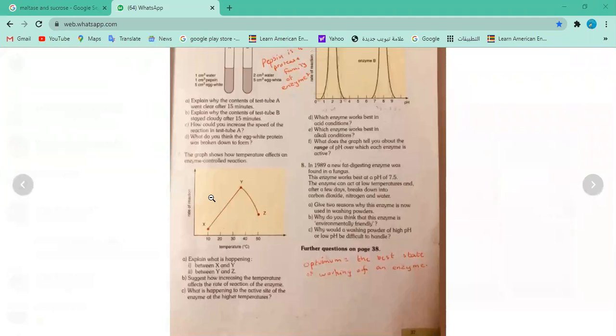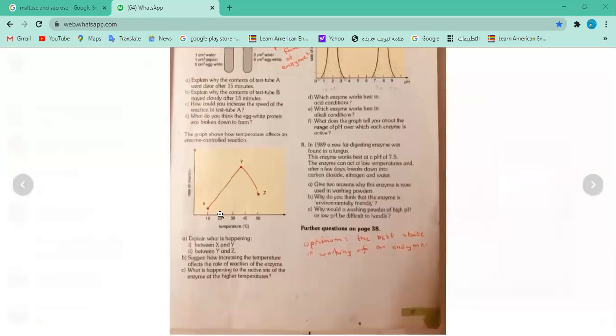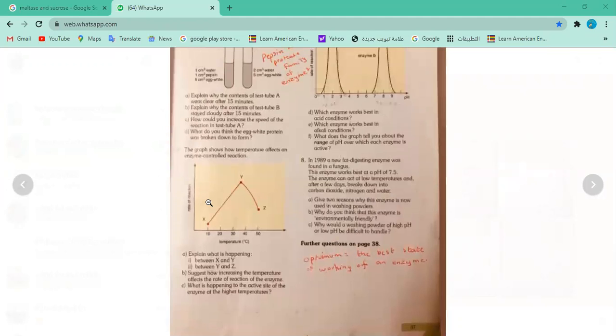Okay, you could answer in many ways, you could have further explanation, but try to be focused on what they are asking, what information they have given you in the graph. They are talking about rate of reaction and temperature. So what is going to happen between X and Y? The increase in temperature is gradually increasing the rate of reaction. That's why it is a straight line. Okay, very good.